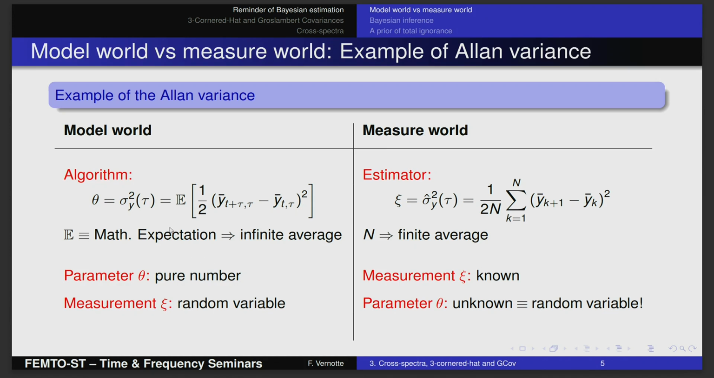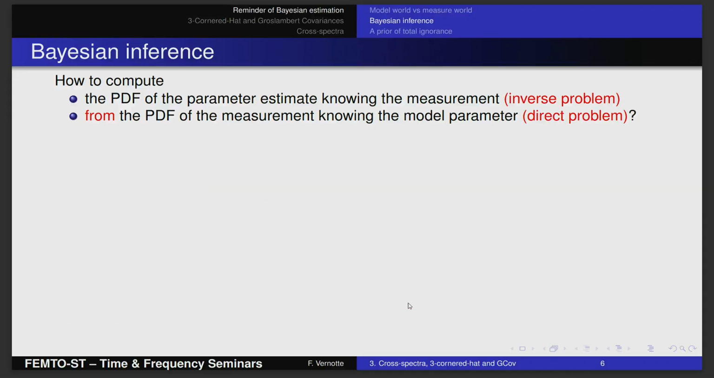Okay, so we want to try to estimate this quantity, knowing the measurement xi, which is here. It's the so-called direct problem if you know the parameter and you deduce from the parameter the measurement. But the measure world is the inverse problem. From the measurement, you have to deduce the parameter and make a confidence interval around it.